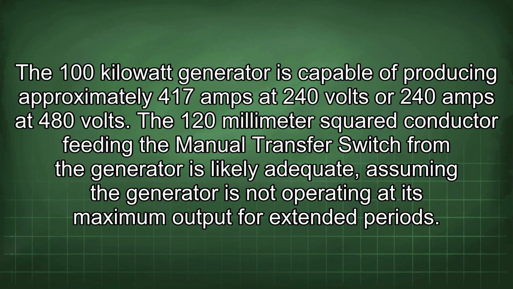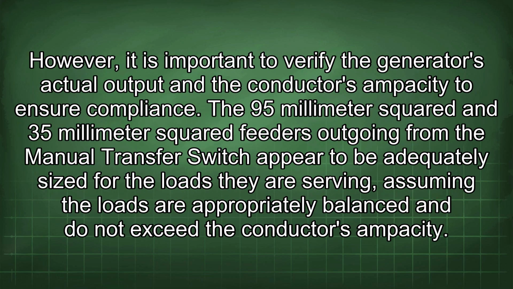The 120 mm squared conductor feeding the manual transfer switch from the generator is likely adequate, assuming the generator is not operating at its maximum output for extended periods. However, it is important to verify the generator's actual output and the conductor's ampacity to ensure compliance. The 95 mm squared and 35 mm squared feeders outgoing from the manual transfer switch appear to be adequately sized for the loads they are serving, assuming the loads are appropriately balanced and do not exceed the conductor's ampacity.